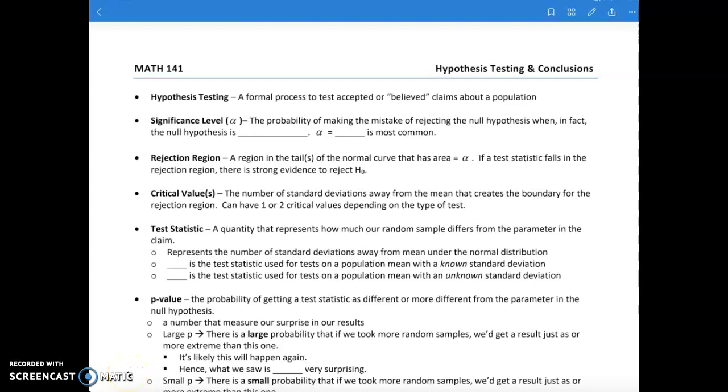In this section, we're going to dig a little bit deeper into hypothesis testing and the conclusions that we can reach. So first, we have to just remind ourselves of some definitions that we've been talking about. Hypothesis testing is that formal process to test an accepted or a believed claim about the population. The significance level, alpha, is the probability of making a mistake and rejecting the null hypothesis when in fact the null hypothesis is true.